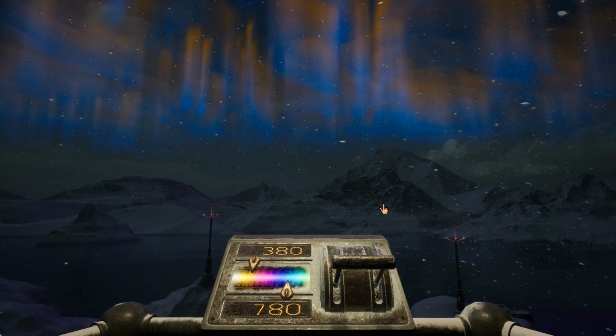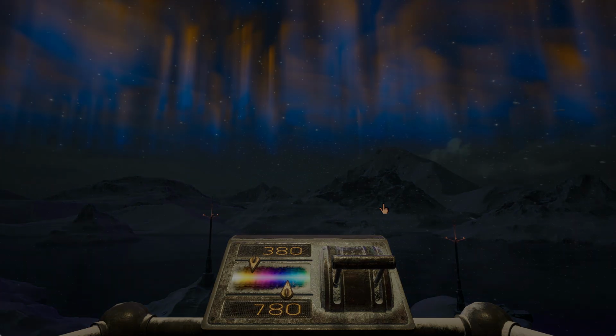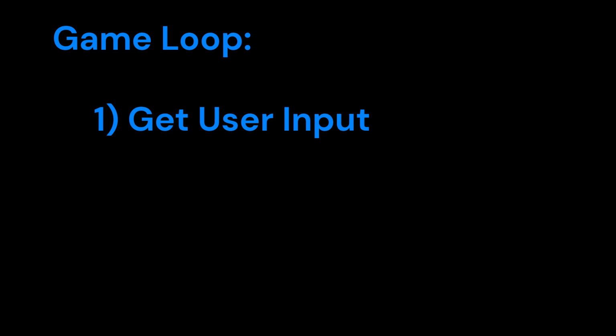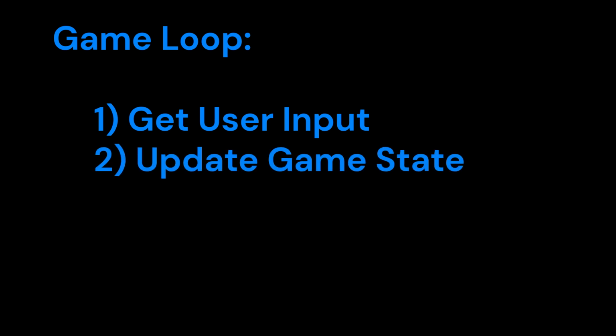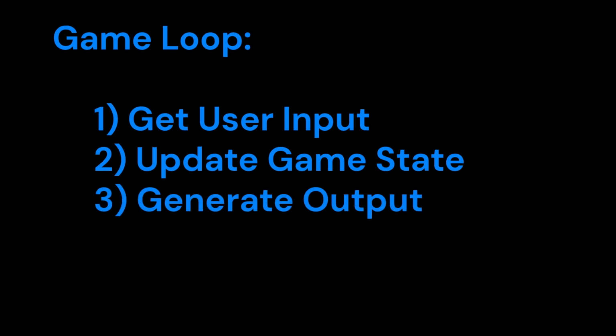For most computer and video games, the game loop looks something like this. First, we get input from the user. Second, we update the game state. This could include things like updating scores, moving game objects, and so on. And finally, give output to the user. This could be sound, graphics, text, and so on.